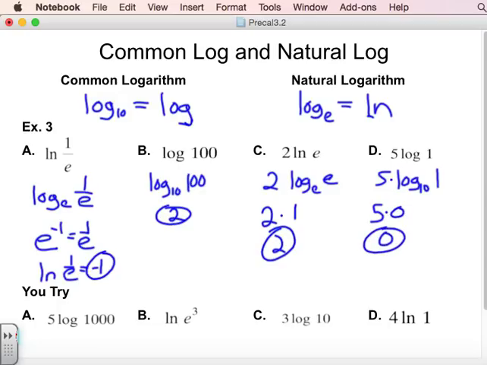All right, so those are some examples of common logs and natural logs. Try these other ones down here, and let me know if you have questions. I'll come around and help.